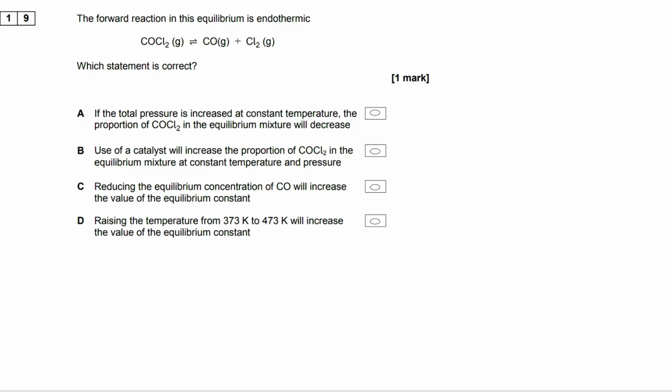be correct. So if the total pressure is increased at constant temperature, the proportion of Cl2 in the equilibrium mixture will decrease. That's not the case. What happens is the equilibrium will shift until we revert to the same ratios. So there will be more of it, but the ratios will be identical.